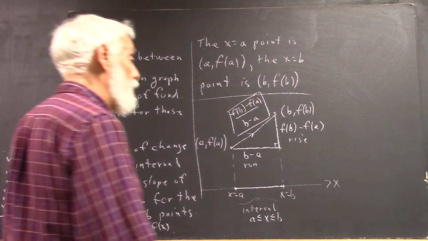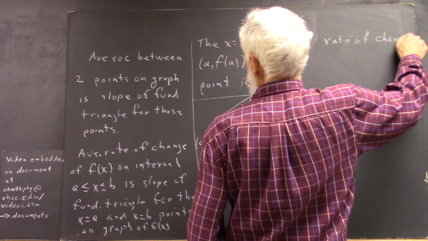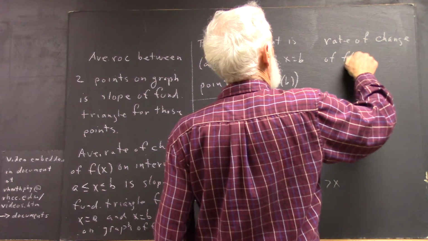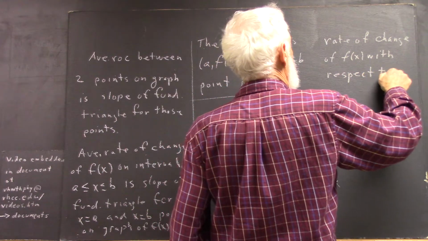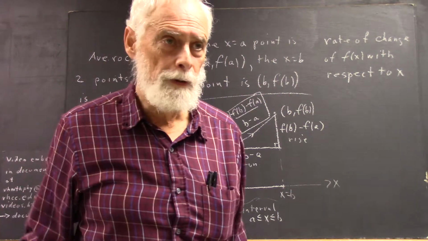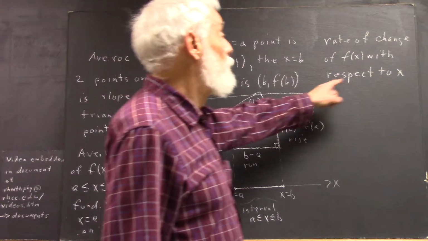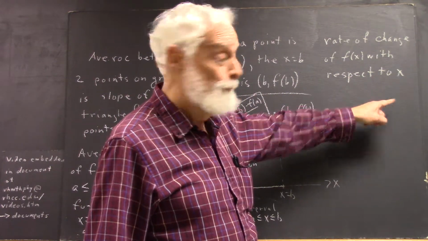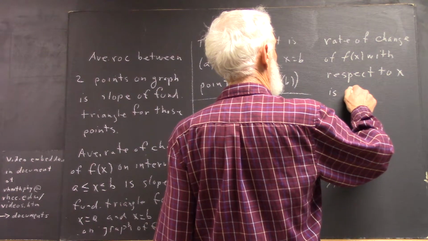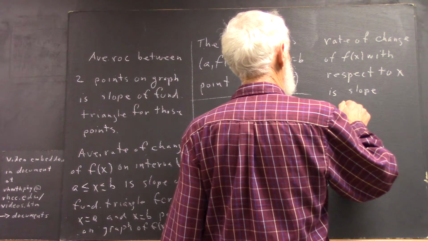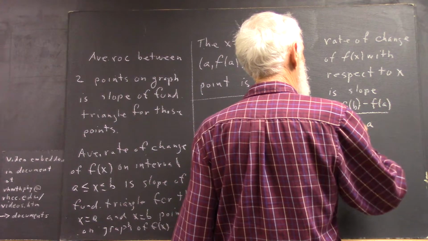Right? So now the rate of change of f of x, write out all the words, because you want to understand these words, with respect to x, and this "with respect to x" is often left off. Your textbook leaves it off, so I've often left it off like I did here. Okay, but it's important, very important, especially if you're going to be studying calculus. So the rate of change of f of x with respect to x is the slope, f of b minus f of a over b minus a.